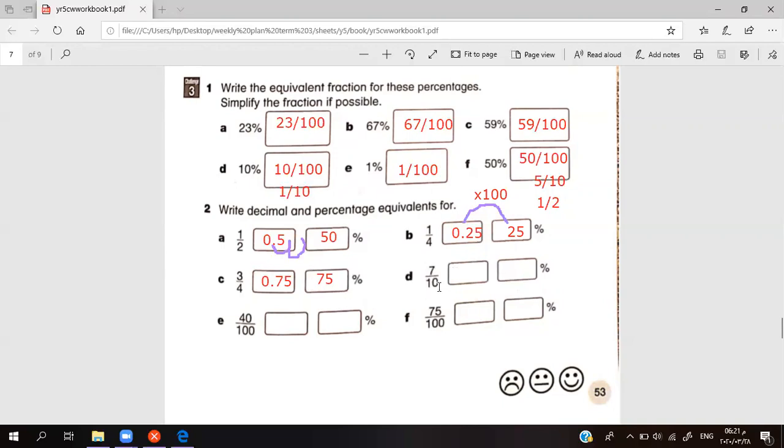Now, let's see here. 7 over 10. How can I turn it into a decimal? It will move 1 place. It's going to become 0.7. And then from decimal to percentage, I multiply by 100. So my decimal will move 2 places, 1, 2, and here I have to put a 0. So it's going to be 70%.